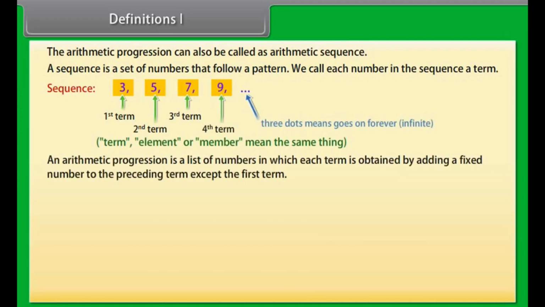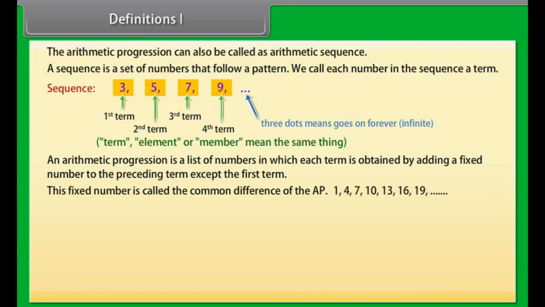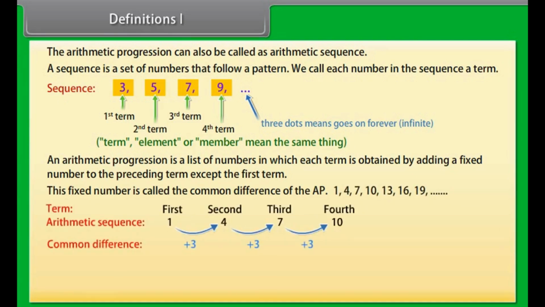An arithmetic progression is a list of numbers in which each term is obtained by adding a fixed number to the preceding term, except the first term. This fixed number is called the common difference of the AP. Look at this sequence. We can see here that the common difference is 3.